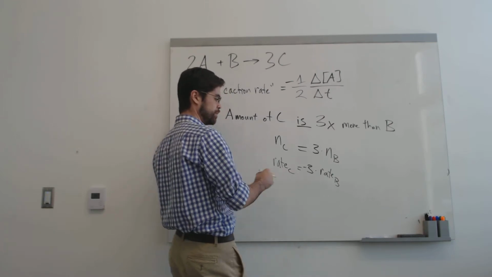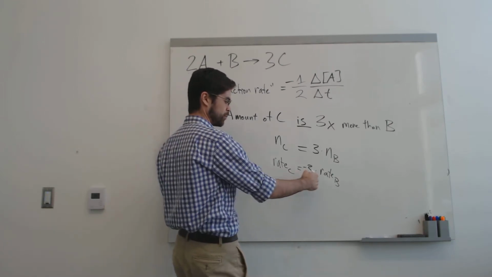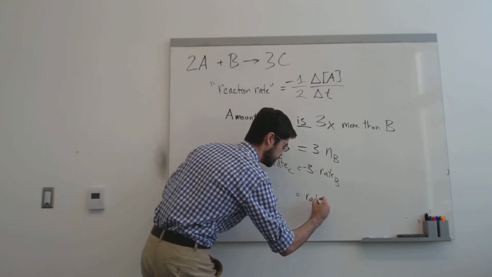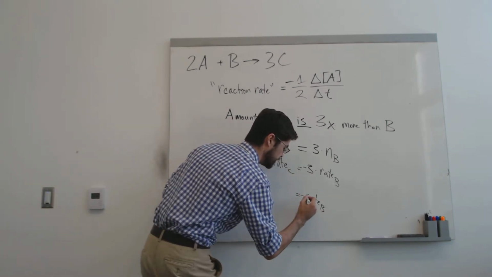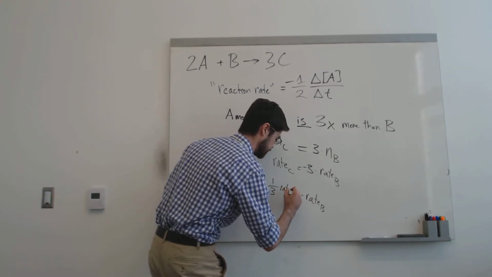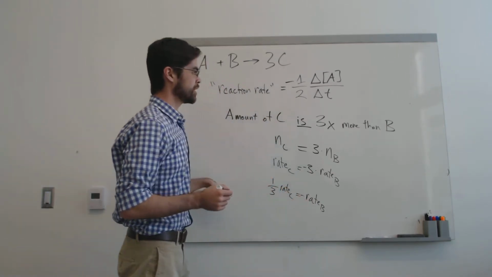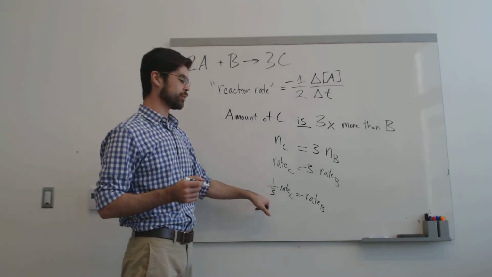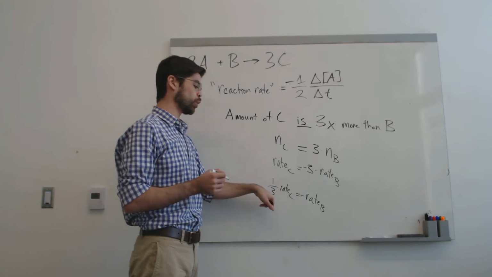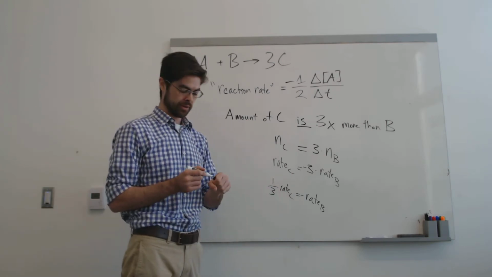If I want to make some general statement, I would move the 3 over here. So I'll say the rate of B is equal to 1 over 3 times the rate of C. Point being that in general, that's why it ends up being shifted back over. You end up with 1 over the molar coefficient.